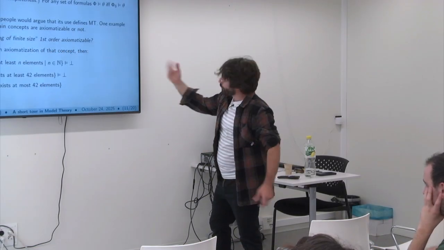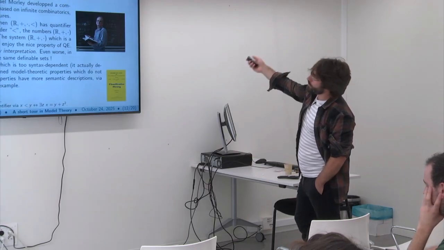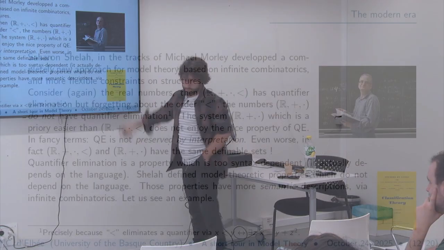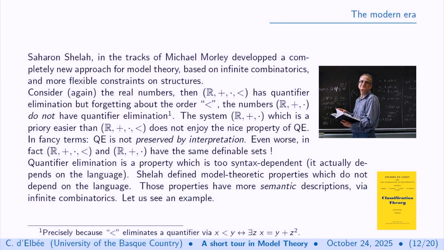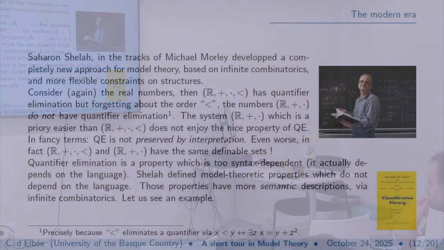So that's another very classical tool. Now, the modern era. This guy is called Saharon Shelah. In the 70s, he published this book called Classification Theory. He had a completely new approach to model theory, based on infinite combinatorics and more flexible constraints on structure. We'll try to get this as precise as we can.